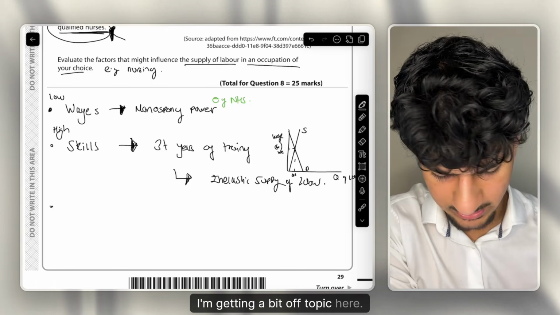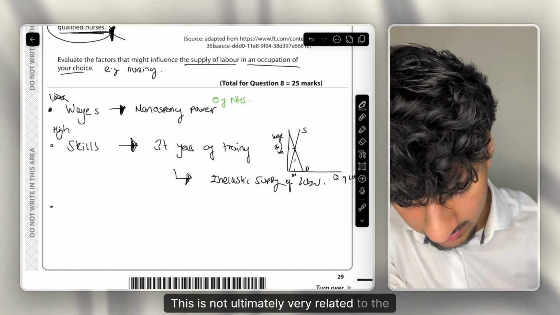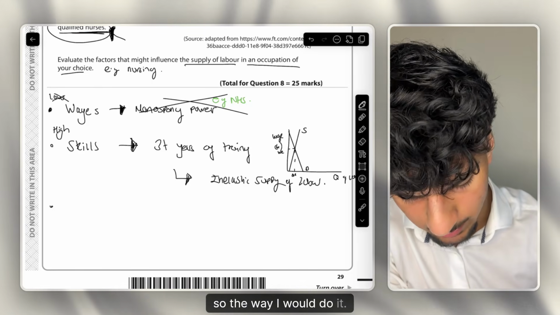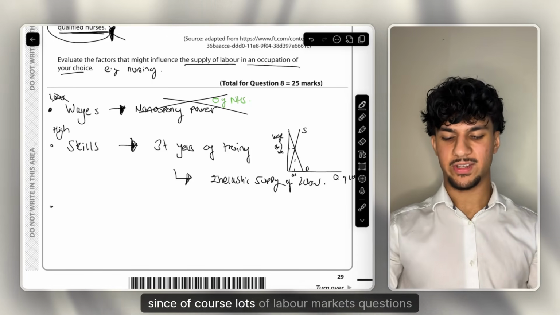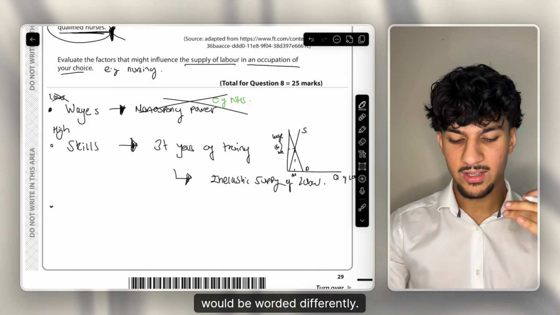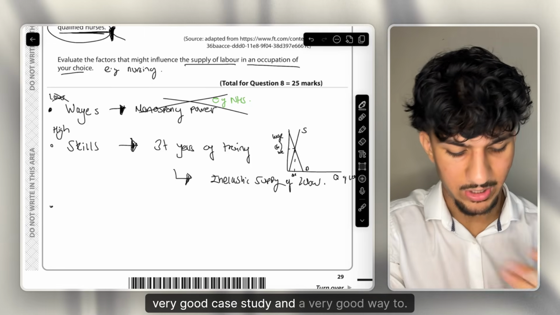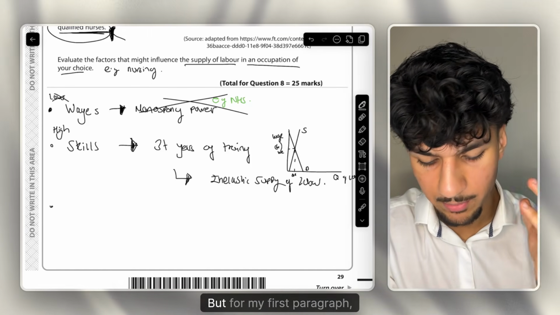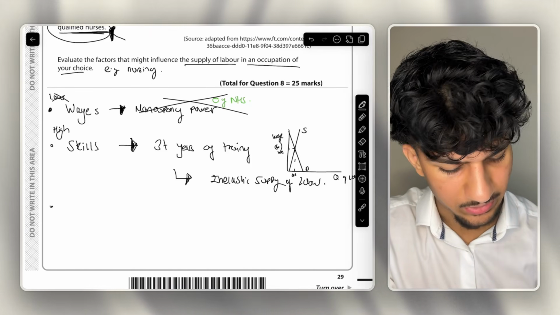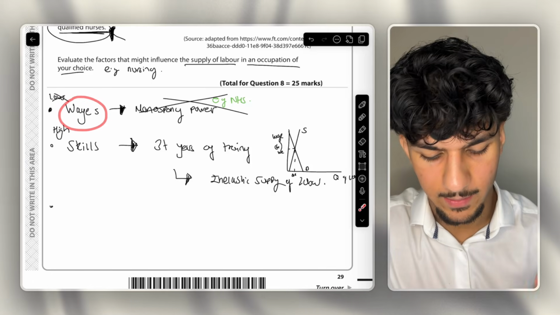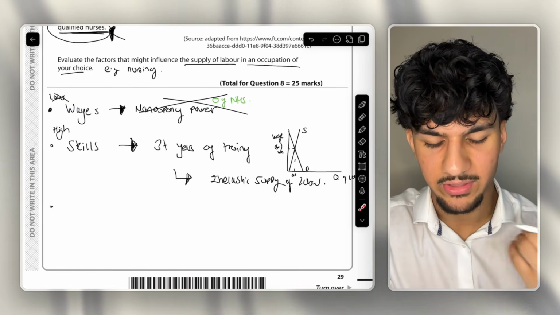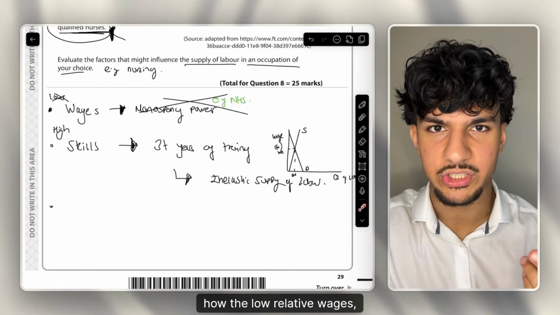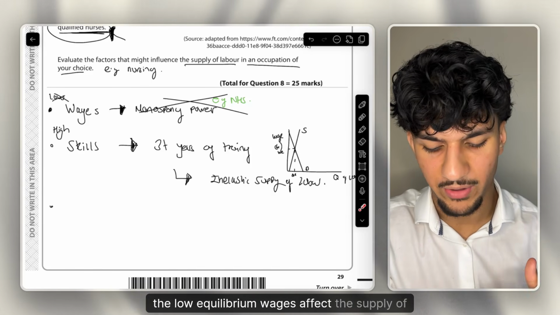Anyway, I'm getting a bit off topic here. This is not ultimately very related to the question. I'm just trying to explain the case study to you, since lots of labour market questions will be worded differently, and that is a very good case study and a very good thing to know. But for my first paragraph, I would do wages, and then talk about how in the nursing industry there are low relative wages, and then mention how the low relative wages, the low equilibrium wages, affect the supply of labour.